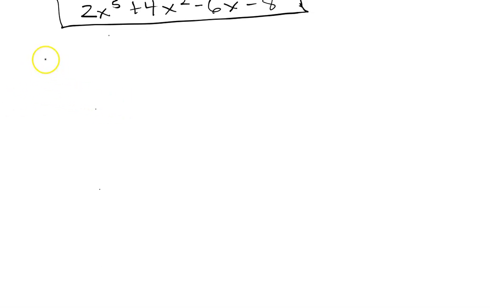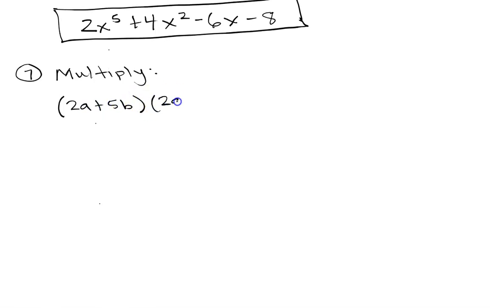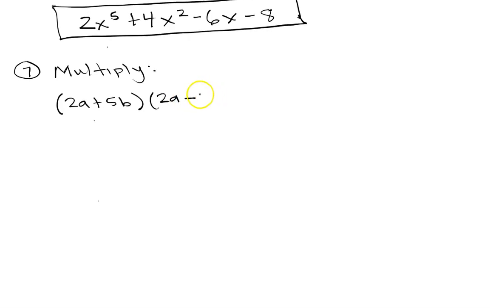Okay, let's look at a multiplication one also. So if I was asked to multiply something like 2a plus 5b times 2a minus 7b. All right, so maybe you've used the acronym FOIL to help you remember how to do this. And this stands for first, outside, inside, and last. So it's just a little way to help you remember and make sure that you're multiplying everything together the right way.